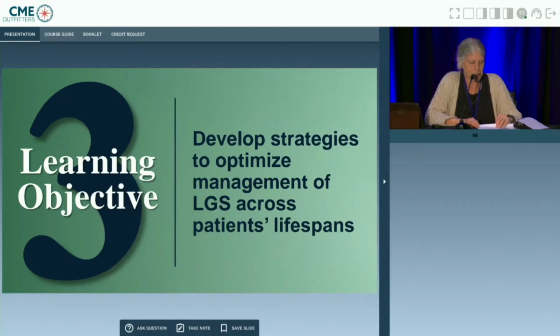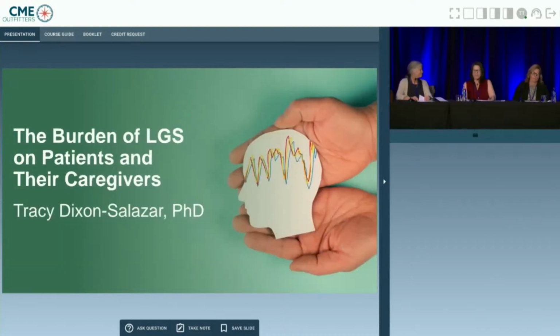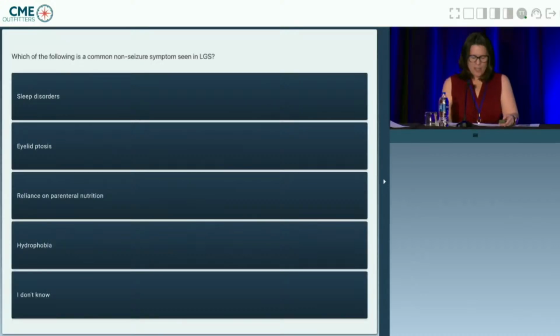So I'm going to now turn things over to Tracy, who's going to talk about the burden of Lennox-Gastaut on patients and caregivers. Thank you, Elaine. Before we get started, I want to get the audience involved and ask you what you know about Lennox-Gastaut syndrome with this quiz. So here's your quiz you can answer on your iPad.